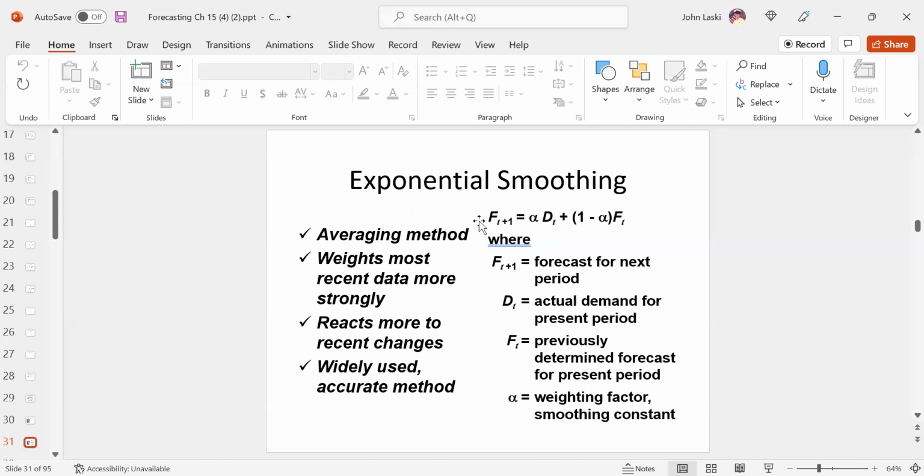So look at what it's saying here. F. What can F mean? F, in the context of what we're speaking of, is forecast. Then what's the D? Well, we've been talking about forecasts, and we've been talking about demand data. D is demand. Then we've got this funny little thing here, which you and I recognize as alpha.